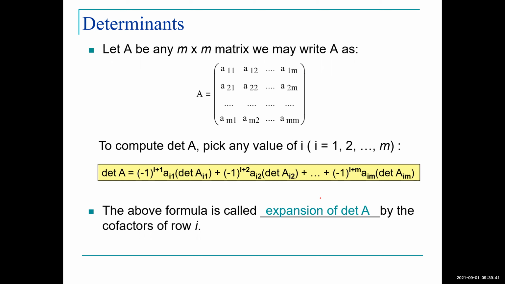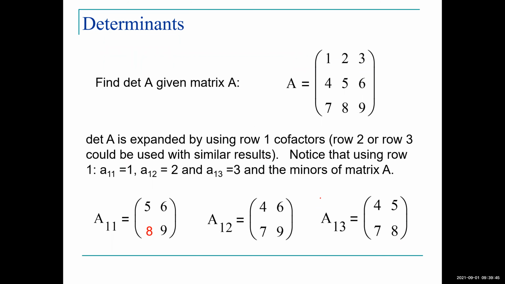How does that look with an example? So if you're asked to find the determinant of A given a matrix which looks like this one, the determinant is expanded by using row 1 cofactors. Row 2 or row 3 could be used, and you will get similar results. It doesn't matter which row you work with.